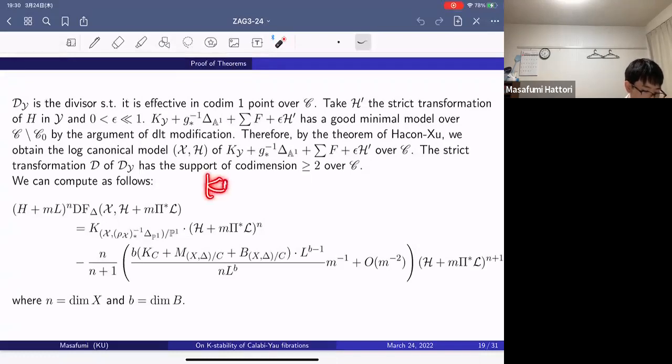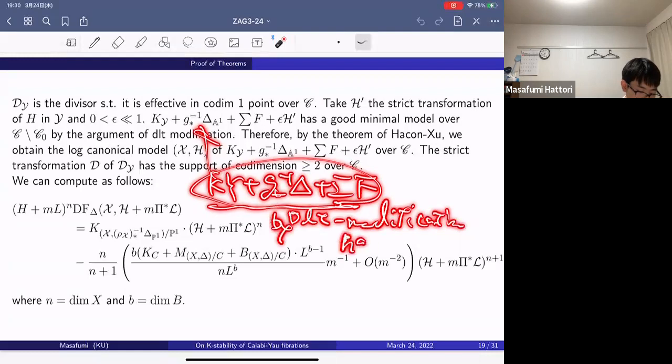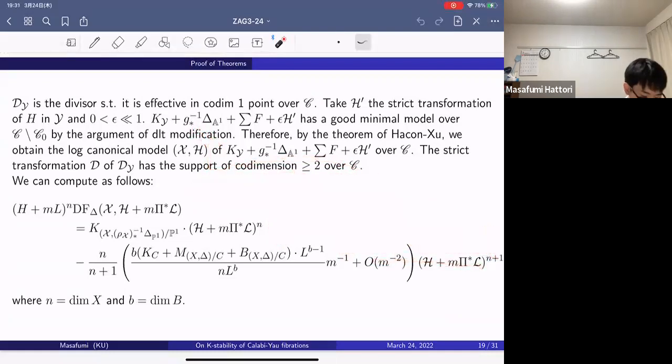So now Ky plus the delta plus F has a good minimum model by the argument of Fujino. And therefore, by the theorem of Hacon-Xu, we obtain the log canonical model carry X carry H of Ky plus G plus push delta A1 plus the summation of F plus epsilon H prime over C entirely. And so this divisor is contracted.